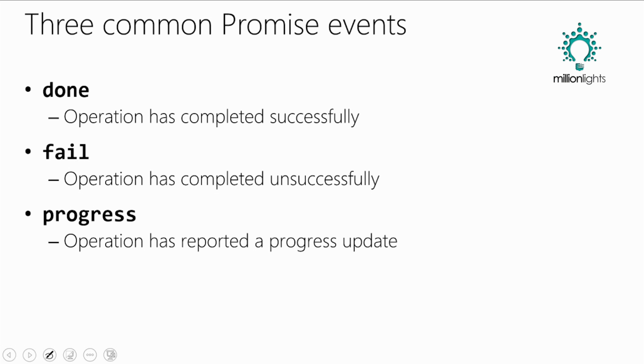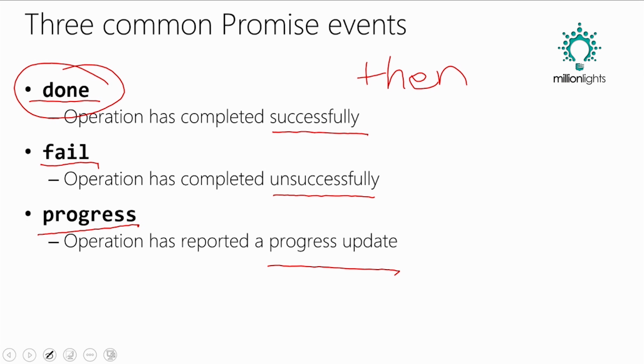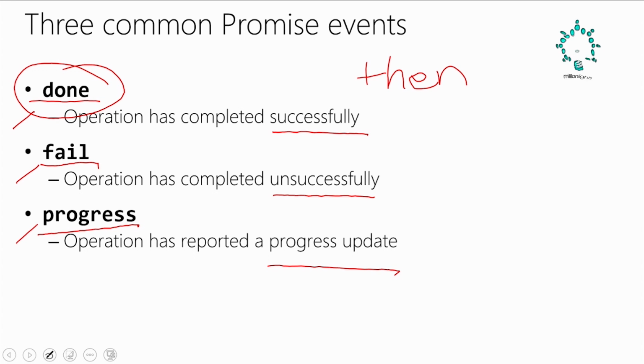Now, the 3 events in question here are done, which is going to let us know that it completed successfully, fail, which is going to let us know that it was unsuccessful, and then finally progress, which is going to let us know, hey, there's been some form of a progress update. The one that we're typically going to be interested in is done. I also want to mention, however, that off of a jQuery promise, there's a then method as well. And the way that the then method works is it actually takes 3 parameters that are in order: done, fail, and progress. So that way you can just do them all in one fell swoop there.